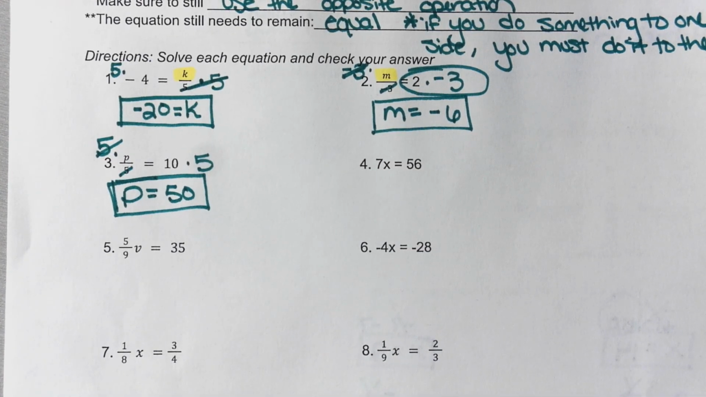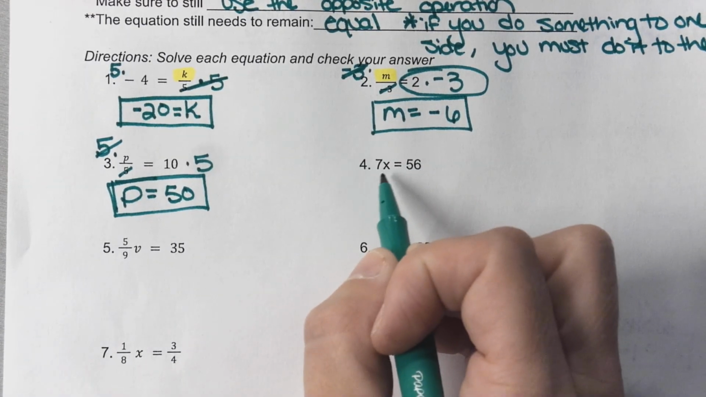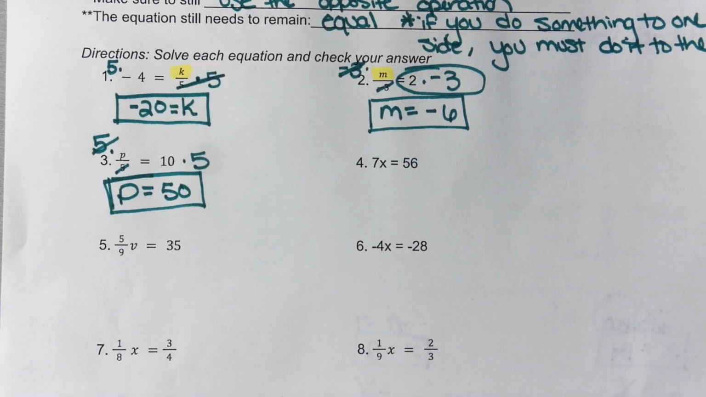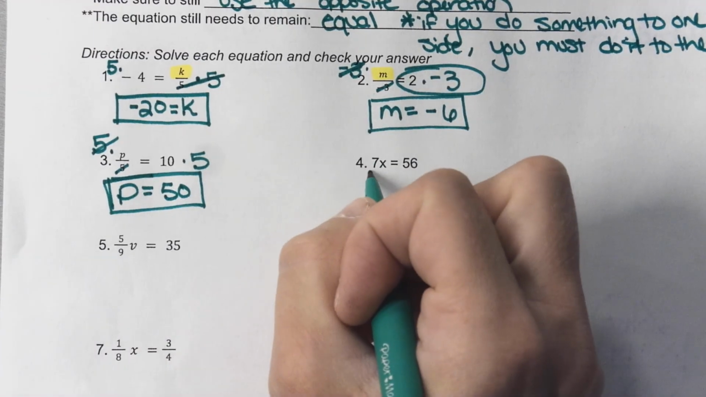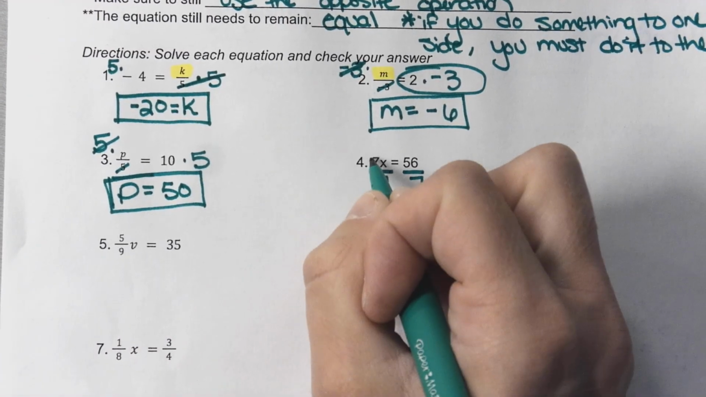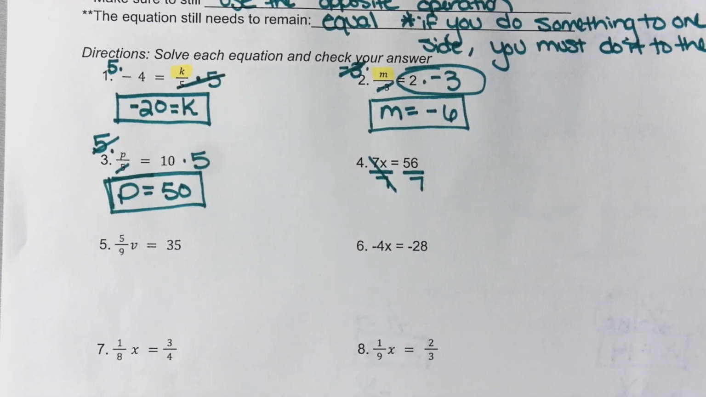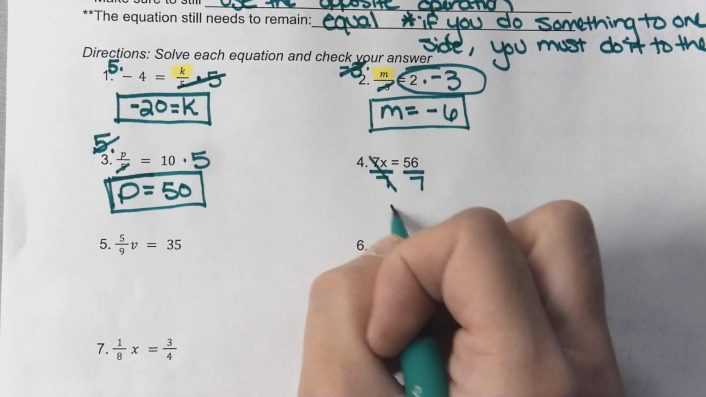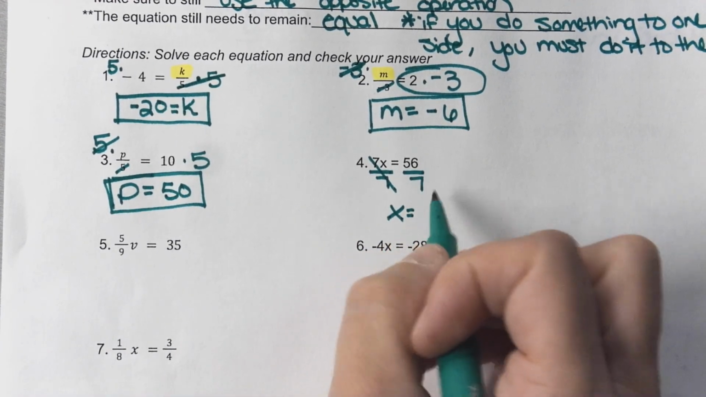Okay, so now things are going to change a little bit. What does this mean when they're right next to each other? Multiplication. So now we've got to think, what's the opposite of multiplication? Division. So for this problem, we're going to divide each side by 7. So those 7s cancel, and I get X equals 8.